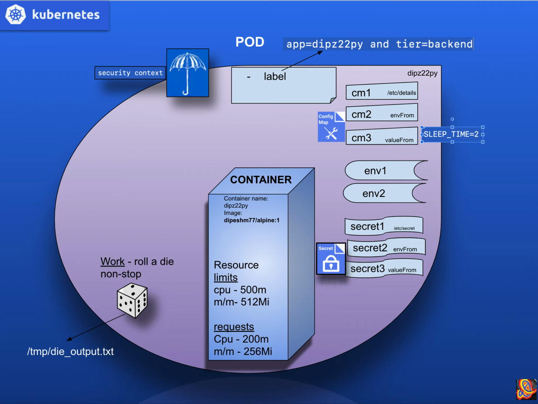Then yes, then we give some task to the container. The container already has a task. It is printing 1 2 3 4, but what we generally want to do is give it a different task. So it will generate a random number from 1 to 6. It's basically like rolling a die and putting the output in the /tmp/die_output.txt file. Let's see how we can do that.